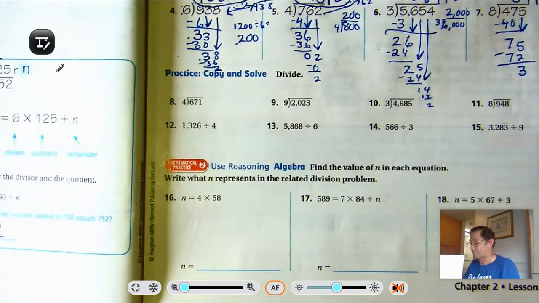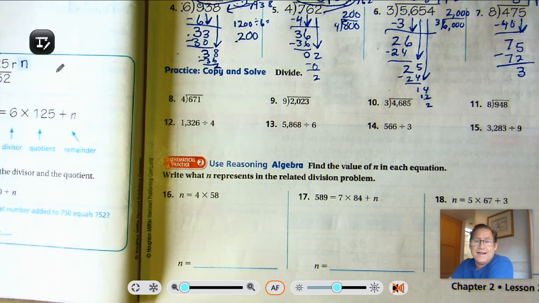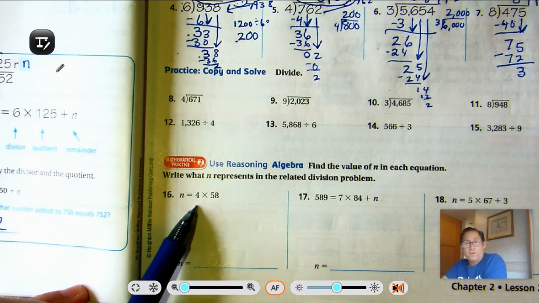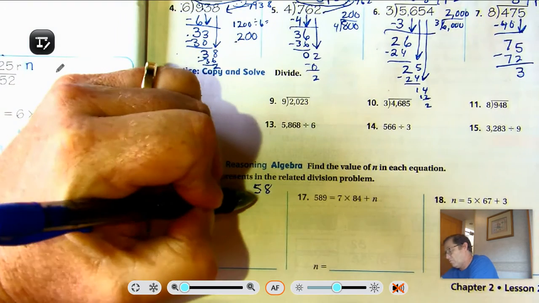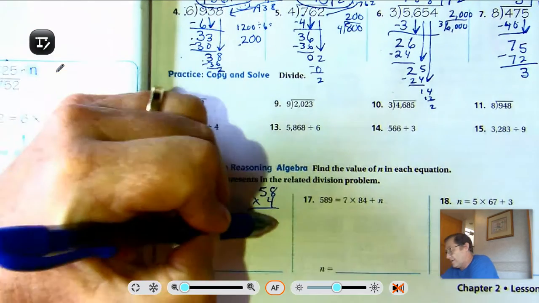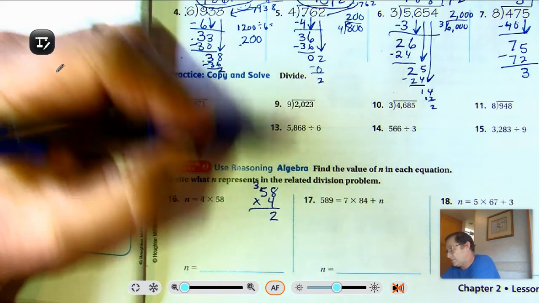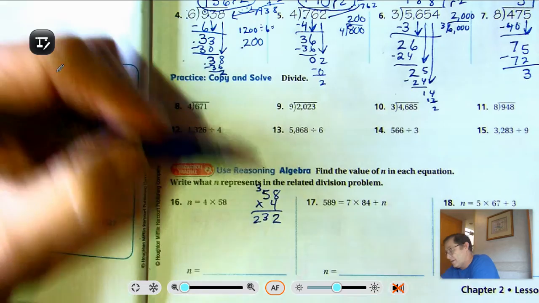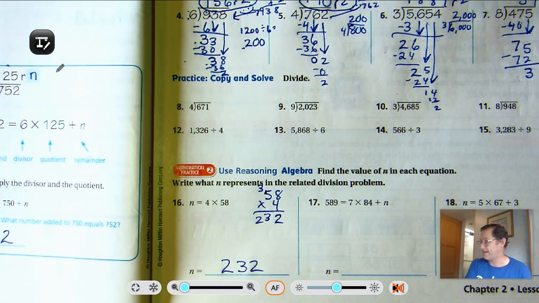All right, 16. Find the value of n in each equation. Write what n represents in the related division problem. Okay. Four times 58 equals n. All right, well, multiply 58 and 4. 4 times 8 ones, 32 ones. Regroup that as 3 tens and 2 ones. 4 times 5 tens is 20 tens, plus 3 more is 23. So 232.